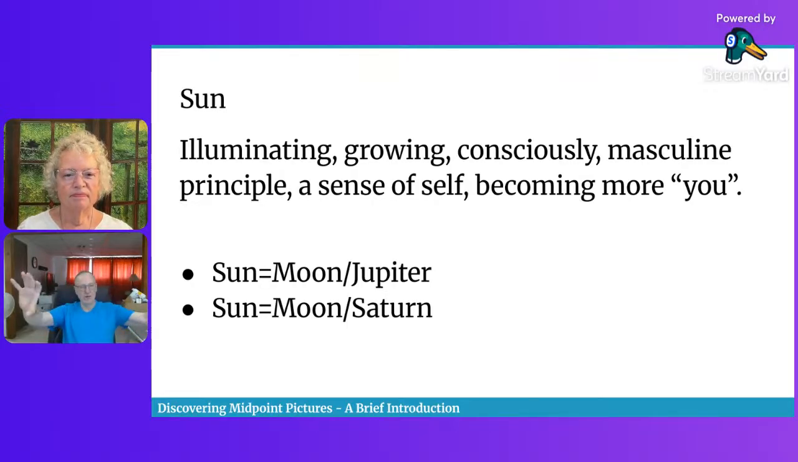Okay. So here you are, you're a sun. You're illuminating. Your job is to be your sun, and to shine your light out on the world. This is how you're going to make your mark, right? Now, let's say in your chart, you have the sun equals moon Jupiter. Okay. So the first thing I want you to do is look at that moon Jupiter. How does that energy feel?